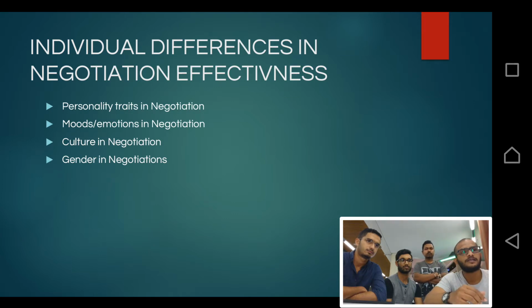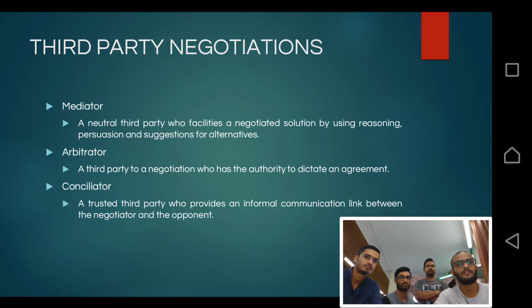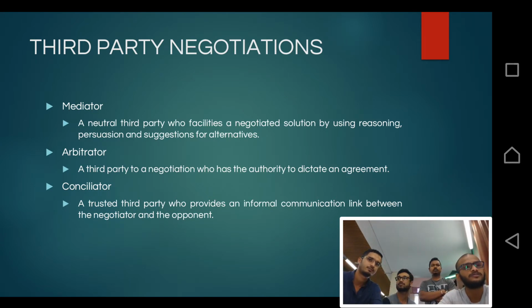Our next slide is about third party negotiations. Sometimes individuals or group representatives reach a stalemate and are unable to resolve their differences through direct negotiations. In such cases, they may turn to a third party to help them find a solution. As you can see, there are three basic third party roles.